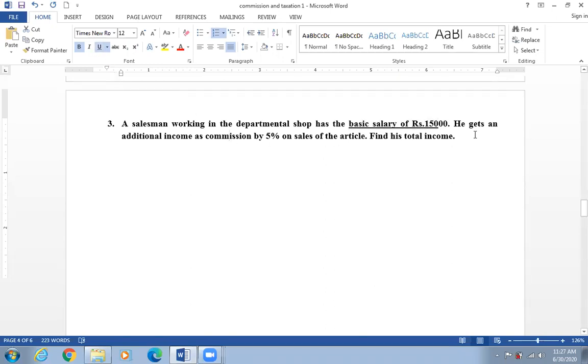It is the basic salary, and he gets an additional income as a commission. So commission is also added over here. So not only the basic salary of 15,000, you are going to get the additional commission also. The more you sell, the more commission you are going to get. How much percentage? 5 percent.